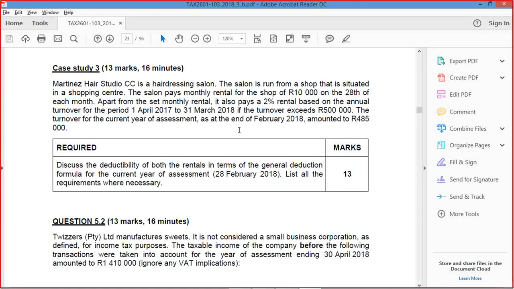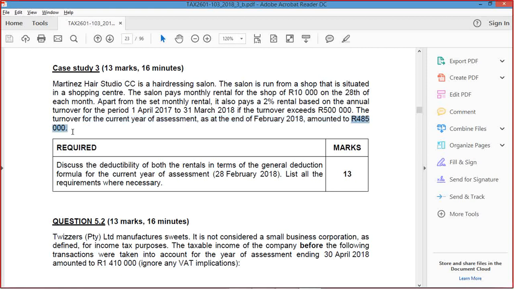Well, rent in itself would be deductible. Do you agree? Yes, sir. And for me, the only thing here that you might have to consider and discuss further is that whole idea of the time frame, because of the 1st of April to 31st March. There is a consideration there. Yes, sir. Okay, but remember, the turnover for the current year of assessment is only 485.